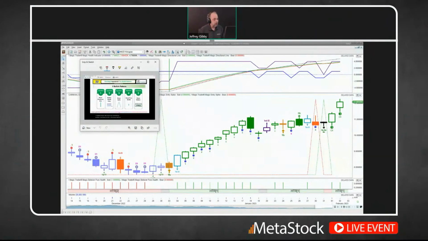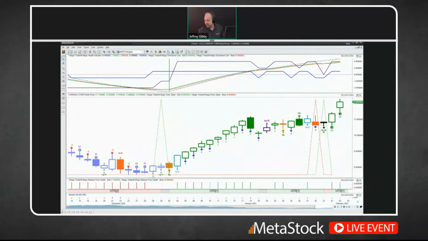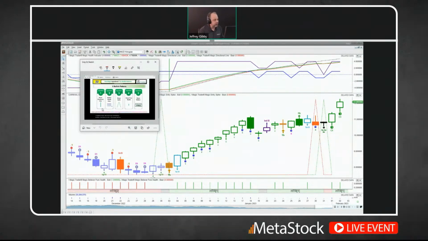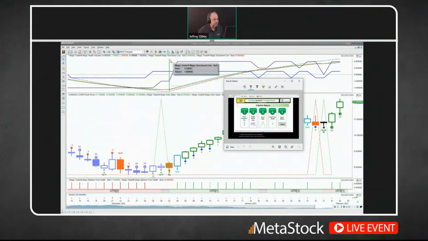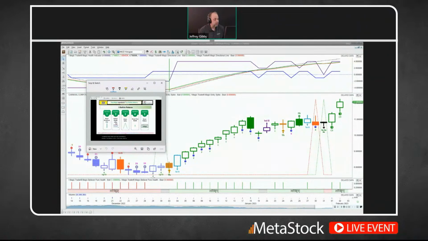Right here, I kind of meant to leave this floating. Right here, you've got the green direction line. If we were looking at CCL, it would have given us this green direction line right back here, January 3rd, over 1 month ago, almost exactly. The second ingredient we're looking for is those bullish health lines that go horizontal. Take a look at them right here.